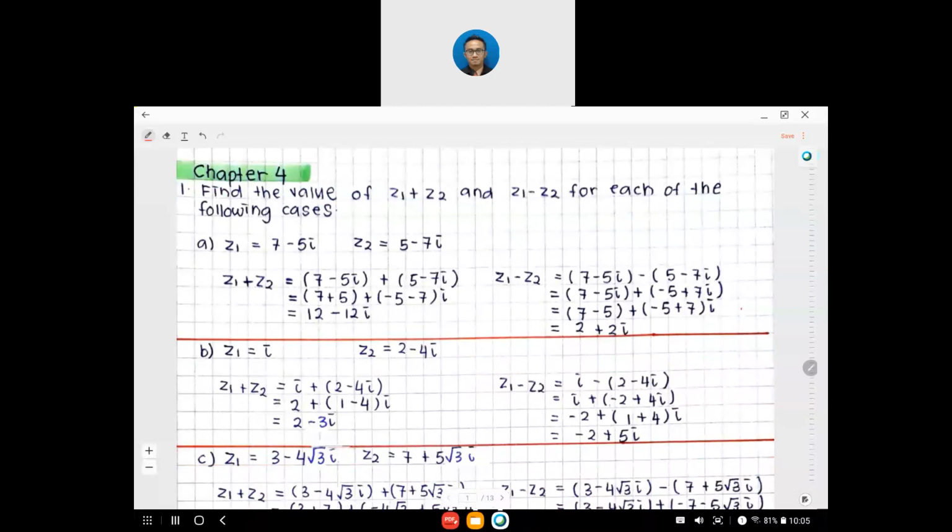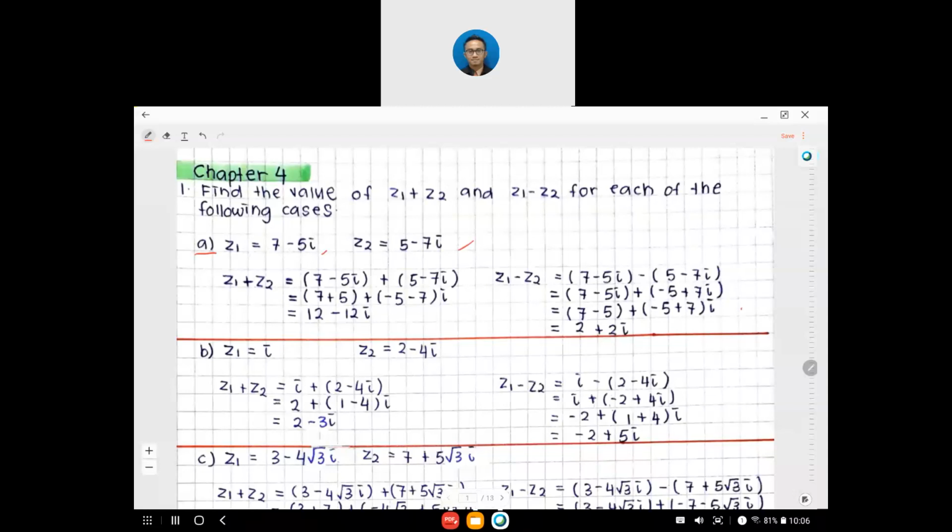Okay, so today we discuss tutorial on chapter 4, which is complex numbers. Question 1. Find the values of Z1 plus Z2 and Z1 minus Z2 for each of the following cases. So this one is a direct question. So you already have question 1A: Z1 equal to 7 minus 5i, and then Z2 equal to 5 minus 7i.